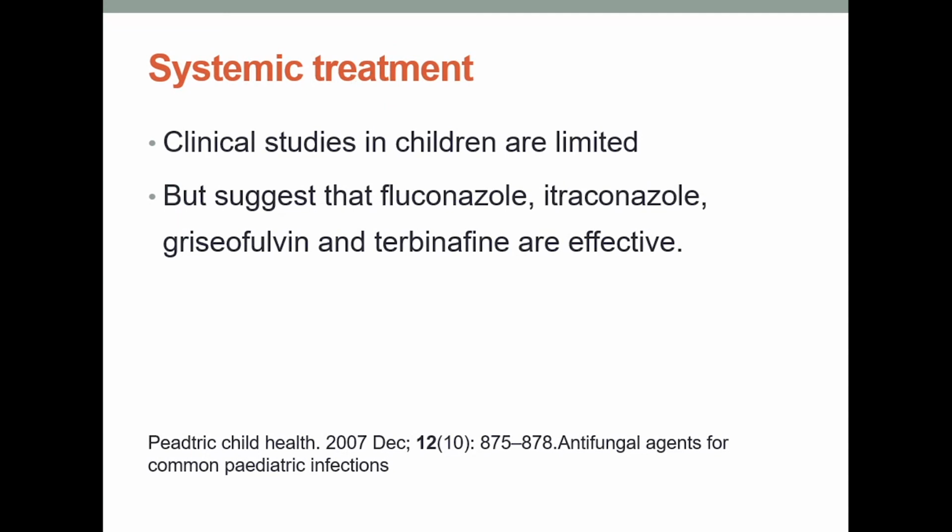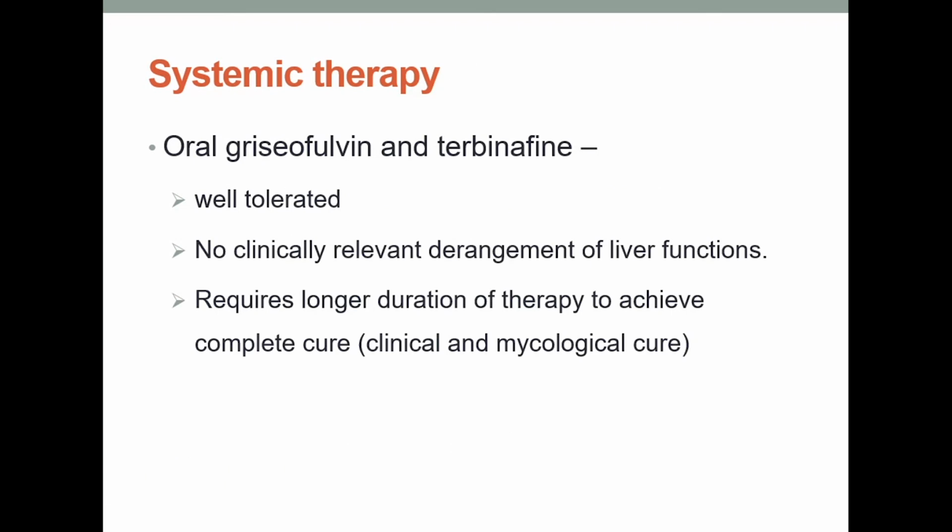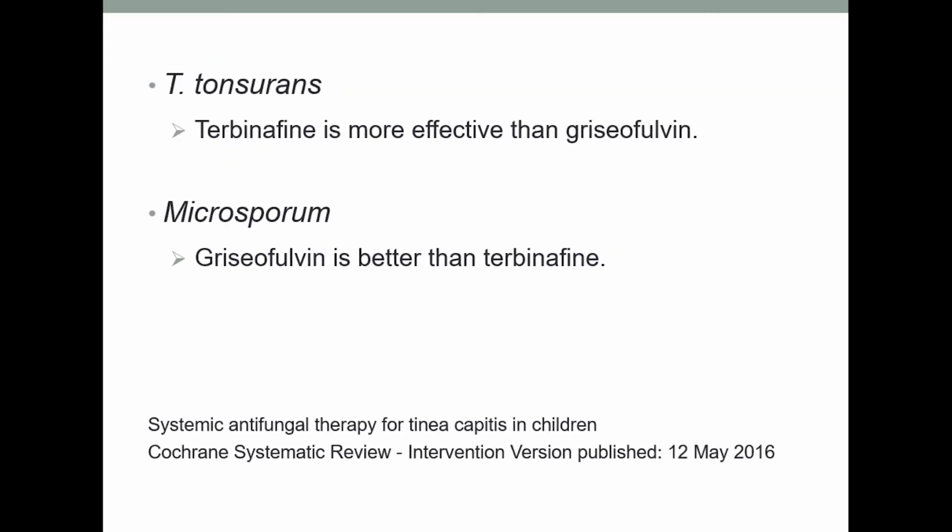Systemic treatment. Clinical studies in children are limited, but they suggest fluconazole, itraconazole, griseofulvin, and terbinafine are all effective. Oral griseofulvin and terbinafine are both well tolerated, with no clinically relevant derangement of liver functions. But especially for tinea capitis, they require a longer duration of therapy. Next. For Trichophyton tonsurans, terbinafine is better than griseofulvin. And for the Microsporum variant, griseofulvin is better.